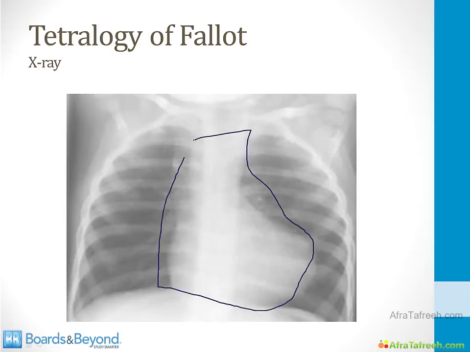The classic chest x-ray finding in tetralogy of Fallot is the presence of a boot-shaped heart, like what I've shown on the screen here. You can see it looks like a boot. The reason it is boot-shaped is because the apex is abnormally positioned and the right ventricle is hypertrophied.